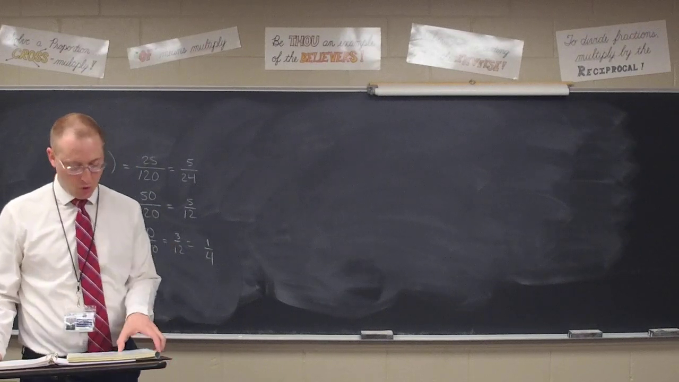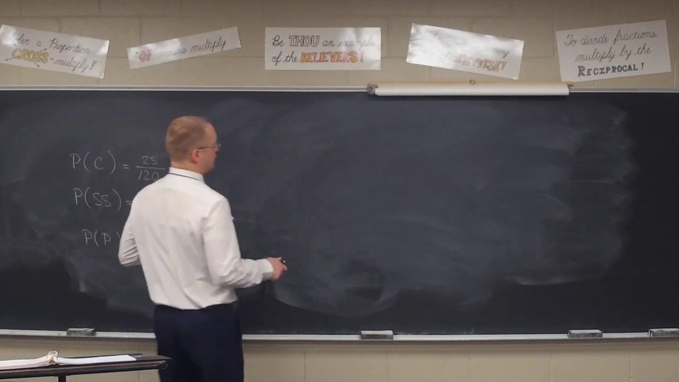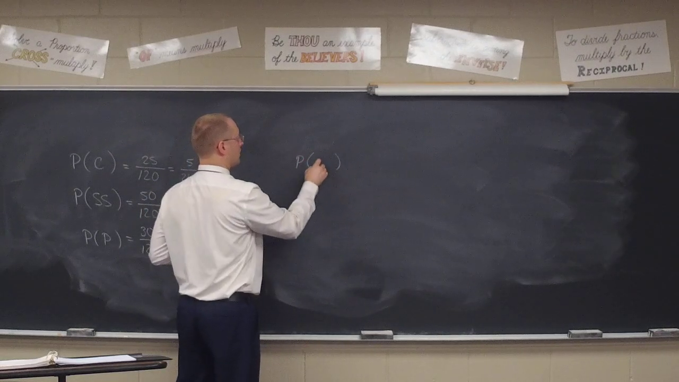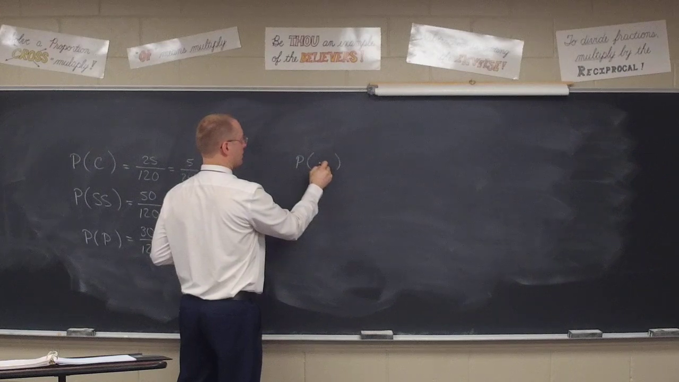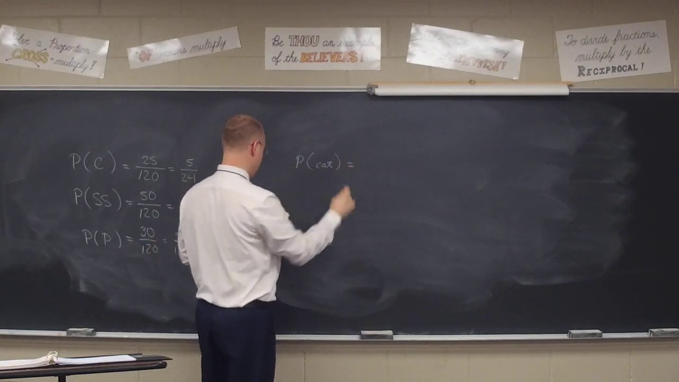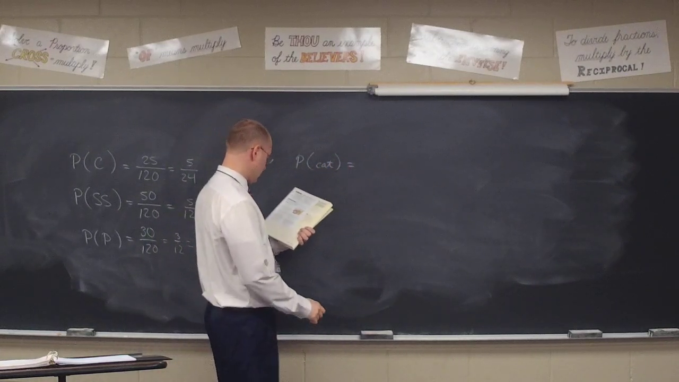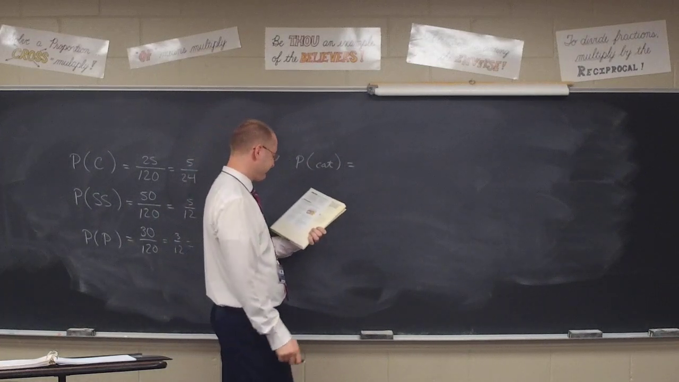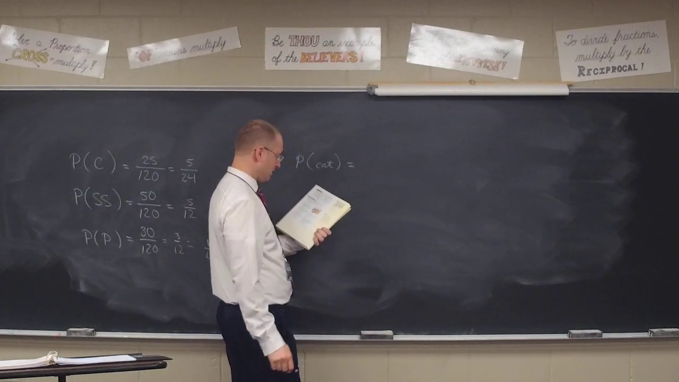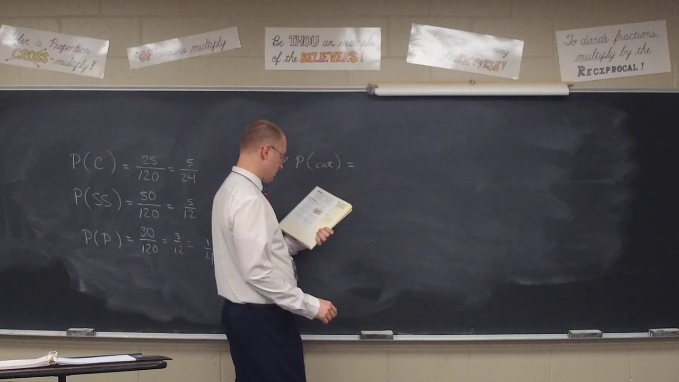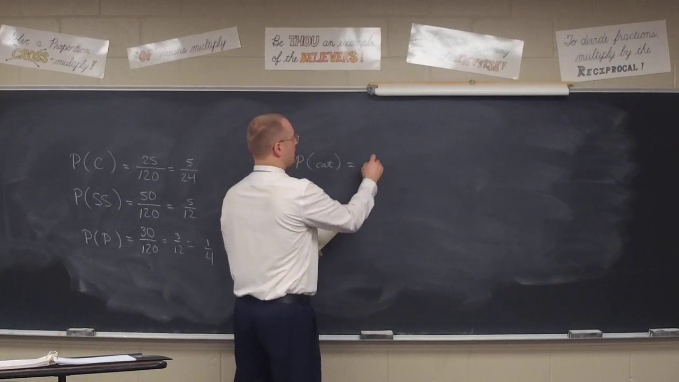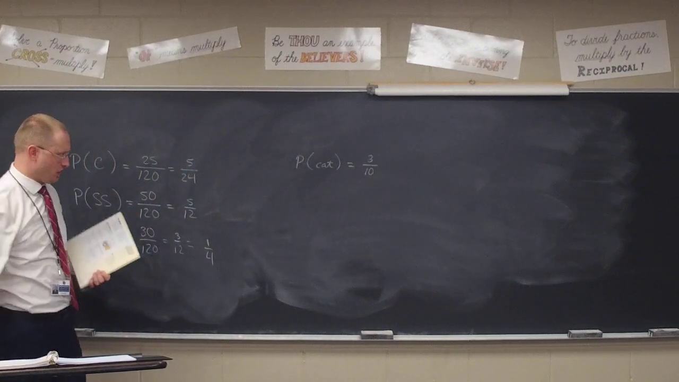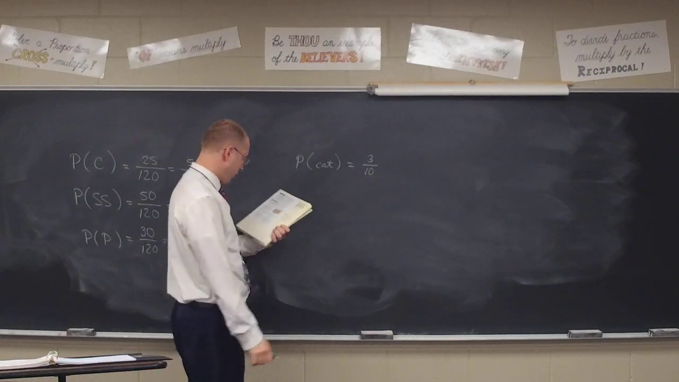All right, so for number 7, what's our notation, Elaine? It is P, and then parentheses, cat, and then equals whatever. All right, so now let's do the whatever. The bottom would be 10 and the top would be 3. There we go. And how many thinking 3 to 10? 30% chance of drawing a cat card out of the hat.